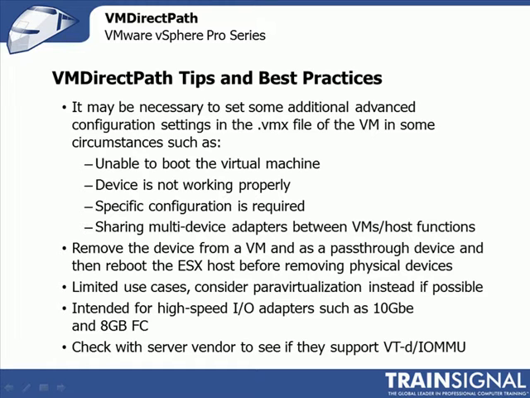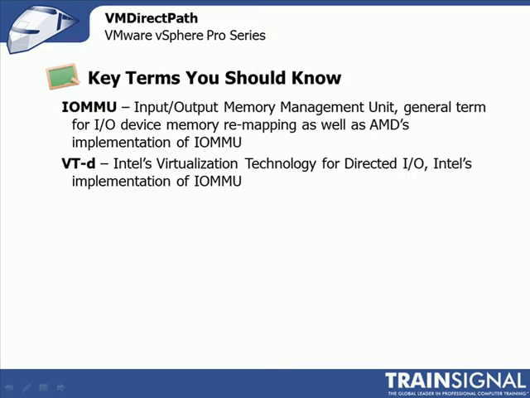You should consider using paravirtual SCSI adapters instead, or the new VMXNet 3 network adapter, which offer much improved performance over traditional storage and network adapters in vSphere. Right now, VM Direct Path is geared towards high-performance storage and network adapters like 10 gigabit Ethernet adapters and 8 gig fiber channel storage adapters. If you are ordering new server hardware and plan on using VM Direct Path, make sure you contact your server vendor to see if the server supports Intel's VT-D or AMD's IOMMU.